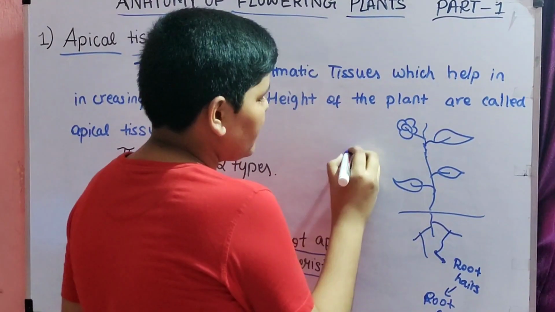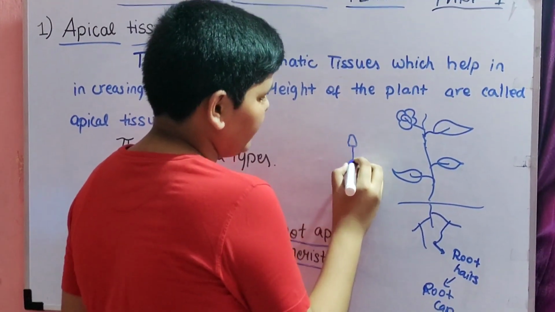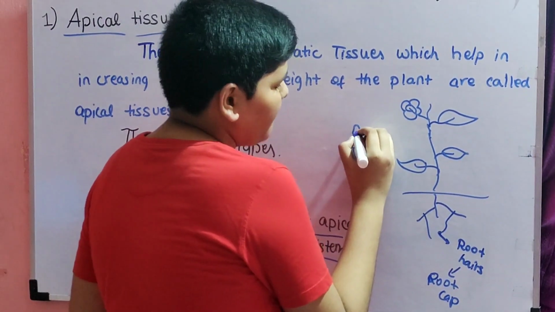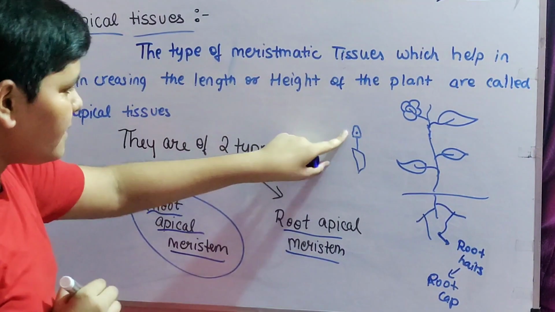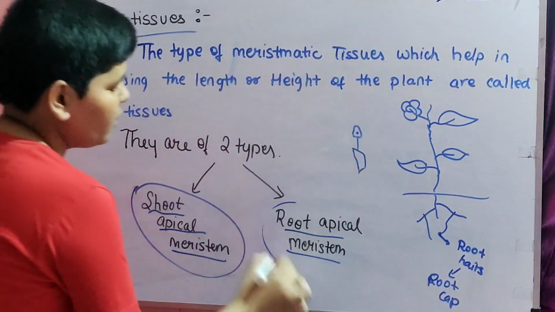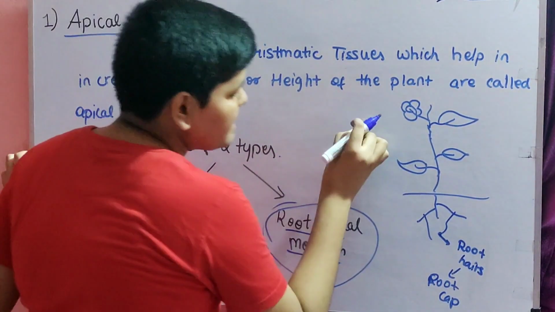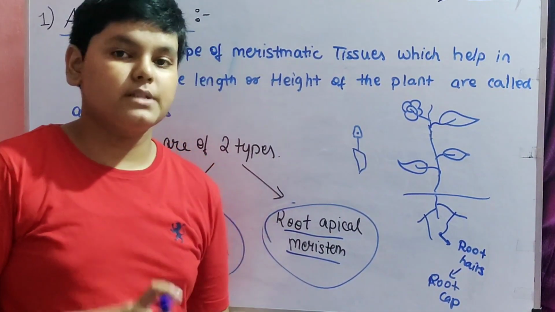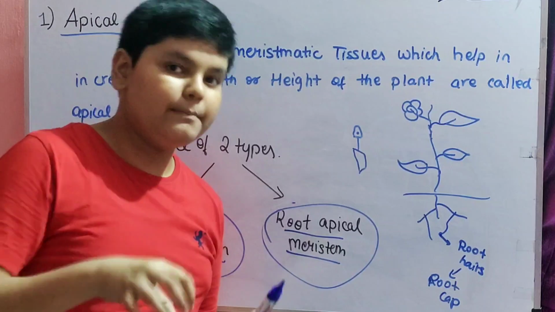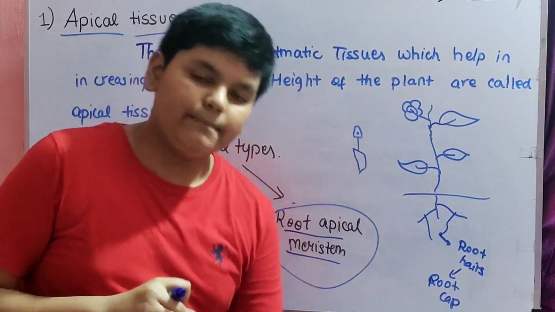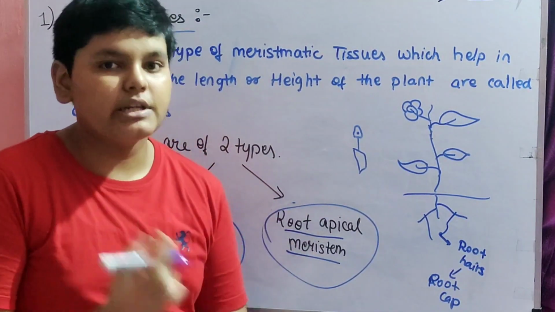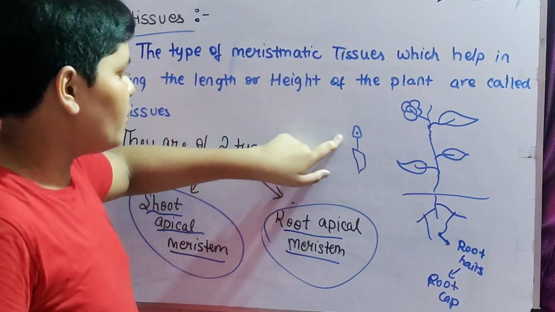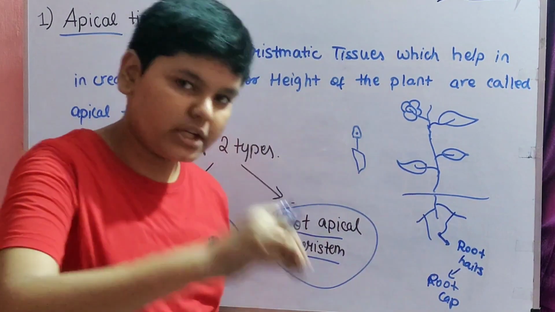Now the root cap is one thumb-like structure, and here is the root hair, and these are the roots, for example. The root cap covers the meristematic tissues. There are meristematic tissues which are called root apical meristem, present inside the root cap. That is why the root cap is very important, because it helps the roots grow deeper into the soil. If the root goes deeper inside the soil, it can get more nutrients, more water, more minerals from the soil. So that is why the root apical meristem is present at the tip of the root.